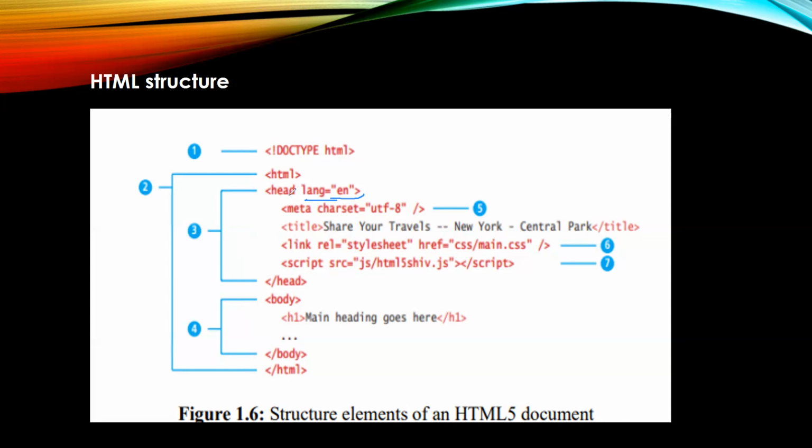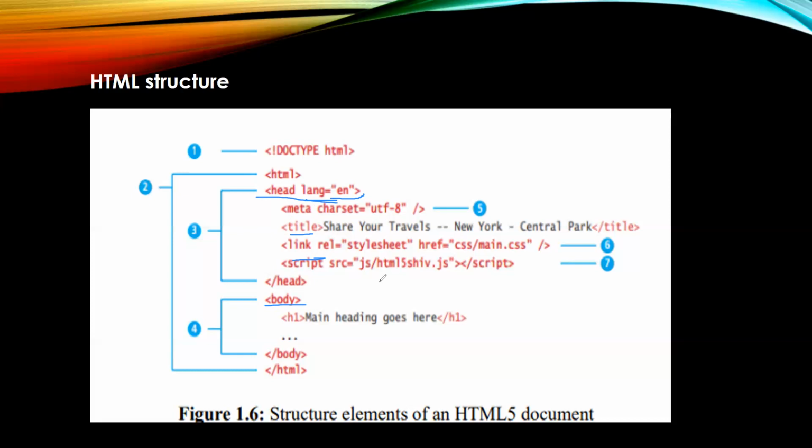HTML pages are divided into two sections. One is head, the other is body. Head contains the descriptive elements about the document such as title, links, style sheets, etc., and also the meta information used by search engines and other programs. Coming to the body, it contains the content that will be displayed by the browser.